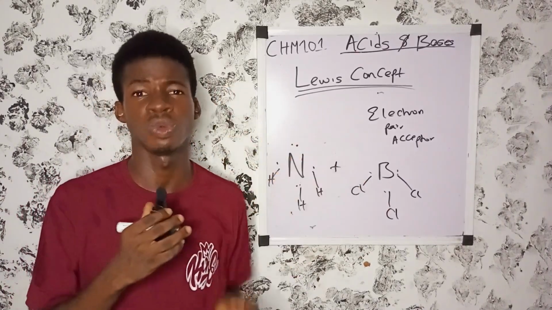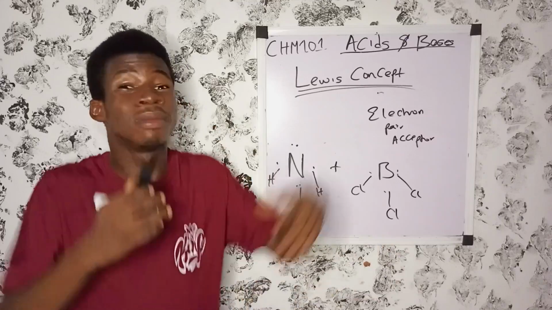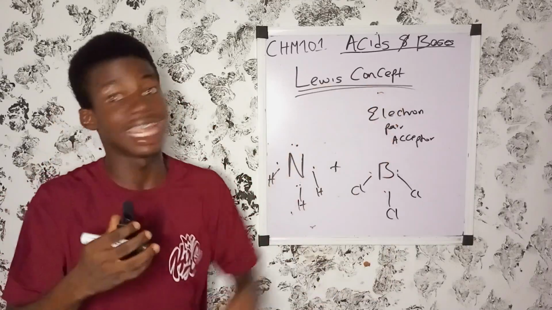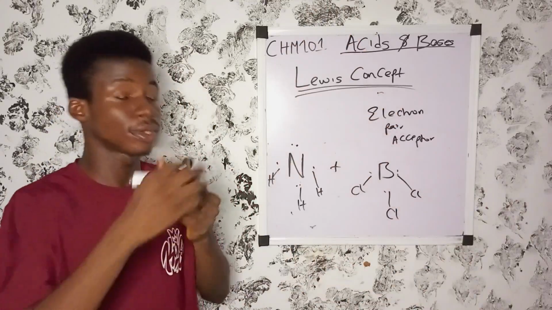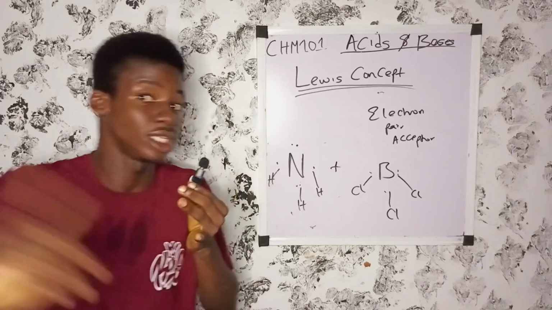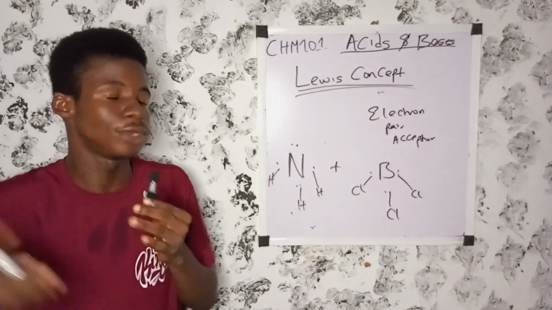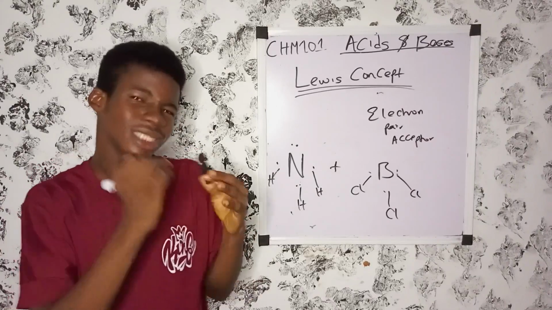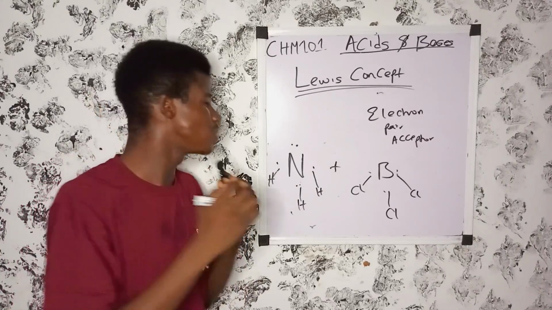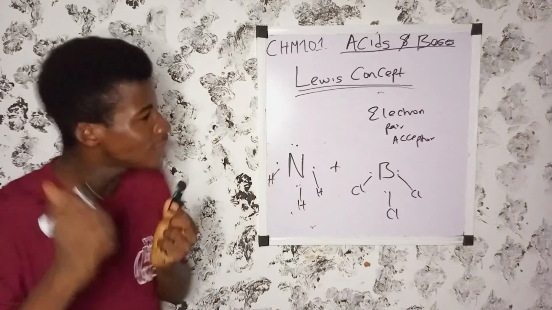Let me give you a clue. A substance that has a large amount of electrons is a Lewis base, because according to Lewis, a base is a substance that donates a pair of electrons. Whereas a substance that does not have many electrons is a Lewis acid.